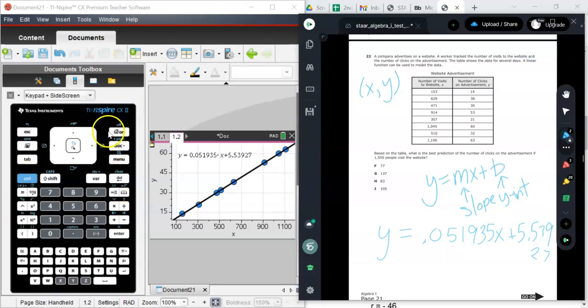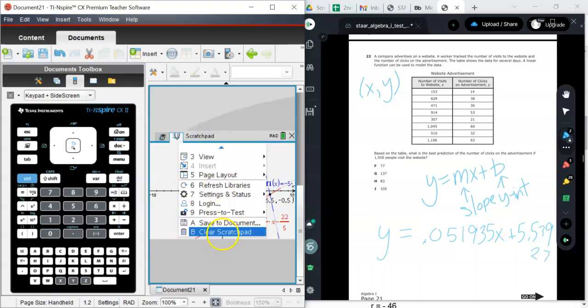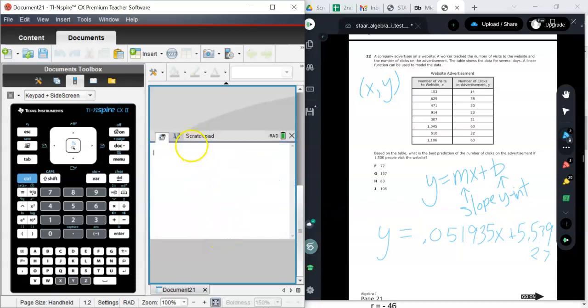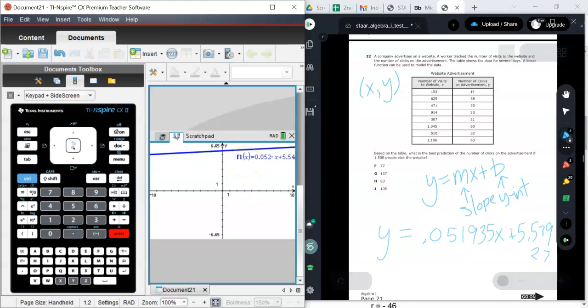So I'm going to come back over here, and I'm going to go to graph. And I've already got a graph on my scratch pad. This is some stuff that I used earlier. So I'm going to click on scratch pad, arrow down, and clear it. So I'm going to do a new graph, and I'm going to graph 0.051935x plus 5.53927. Now remember, that's my equation that I got. I'm going to hit enter.